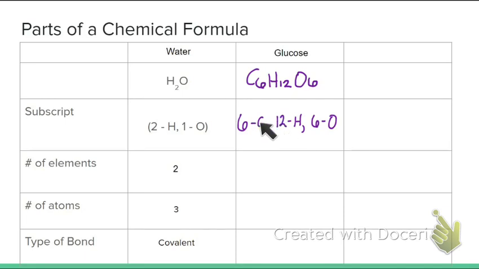My total number of elements is only 3 though, because carbons, hydrogens, and oxygens are the only things present in the compound. So I have 3 total elements, but I have 24 atoms. All of these are nonmetals. Carbon, hydrogen, and oxygen are all nonmetals. And so this would be a covalent bond because they're all, again, nonmetals.